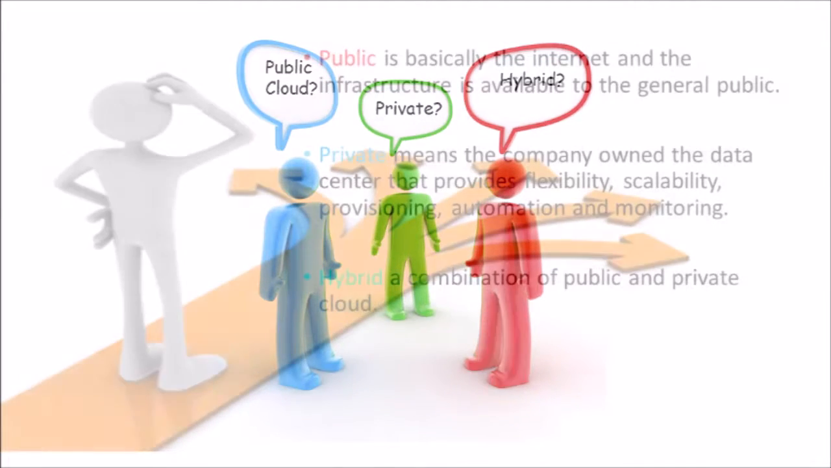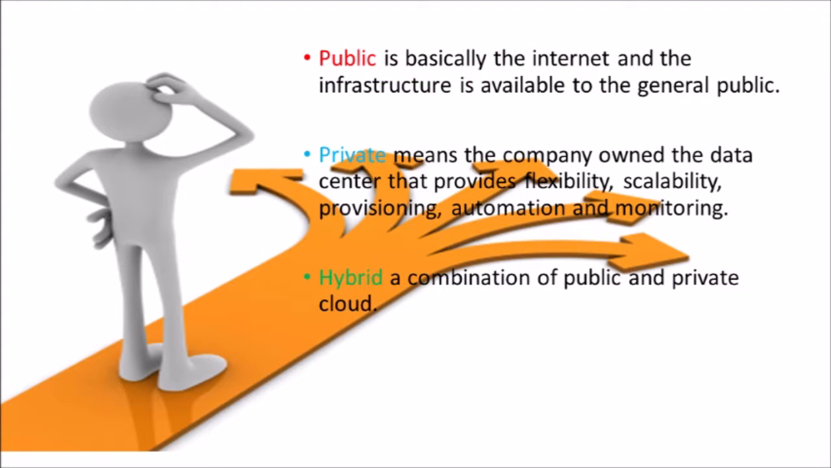Public is basically the internet. Service providers use the internet to make resources such as applications and storage available to the general public. While private cloud is a data center architecture owned by a single company that provides flexibility, scalability, provisioning, automation, and monitoring. Whereas hybrid cloud is a combination of public and private cloud. Companies can maintain control of an internally managed private cloud while relying on the public cloud as needed.